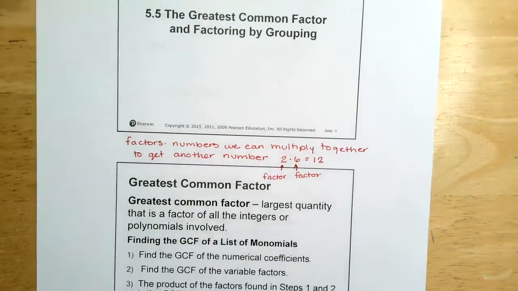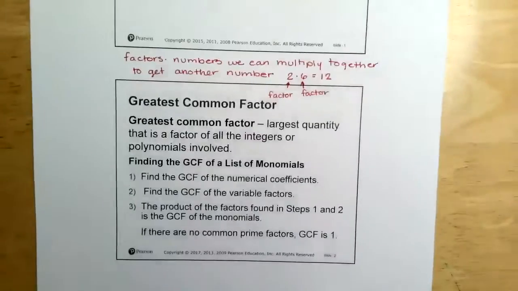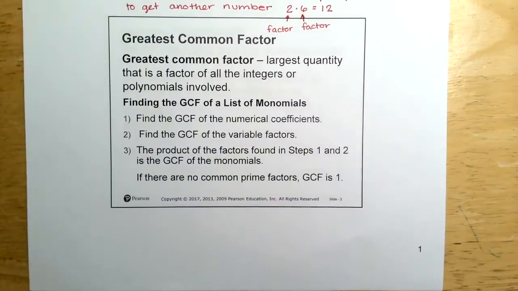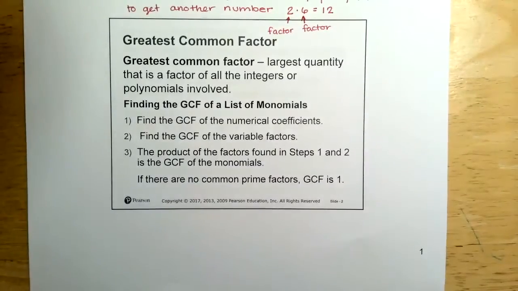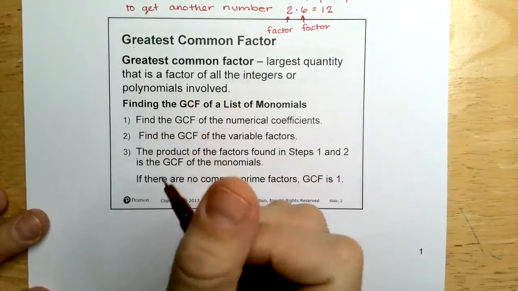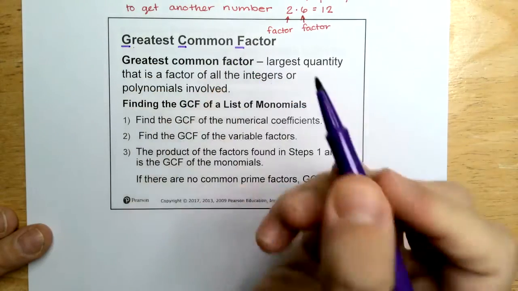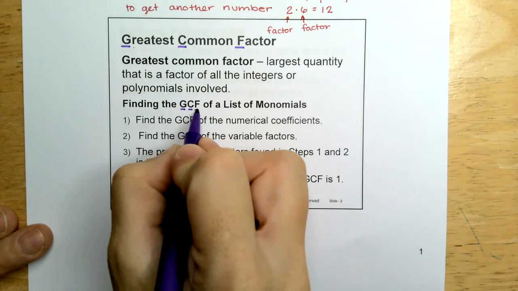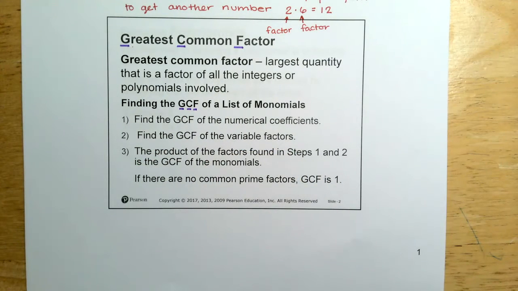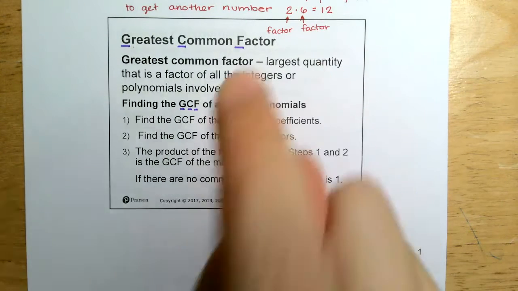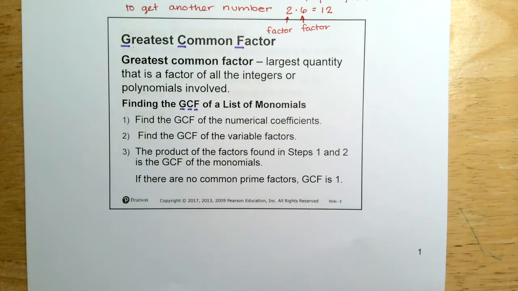So today we are talking about the greatest common factor. All right, the greatest common factor we also call the GCF, okay? The greatest common factor is the largest of the factors of all the integers. Integer is a number, or polynomial. Polynomial is a number and a letter involved, okay? Finding the GCF of a list of monomials.